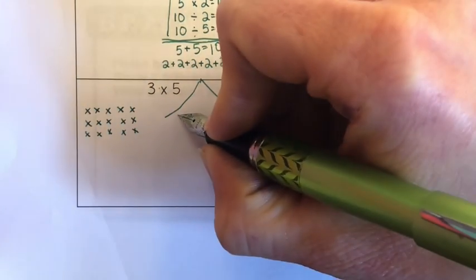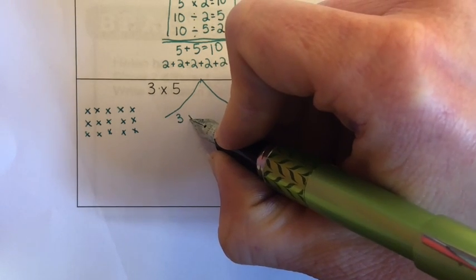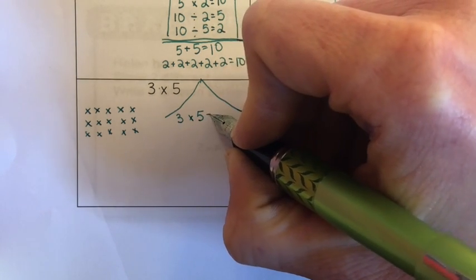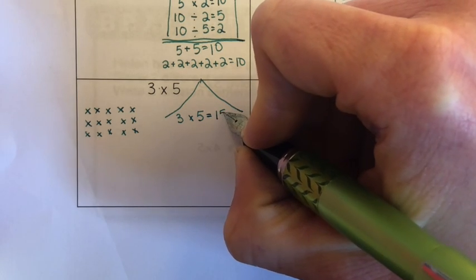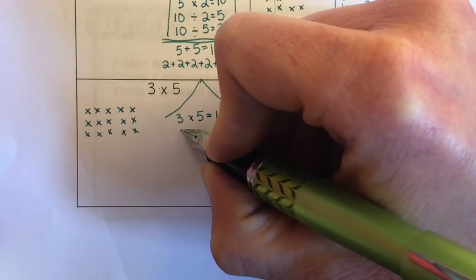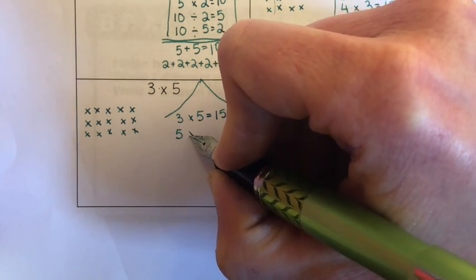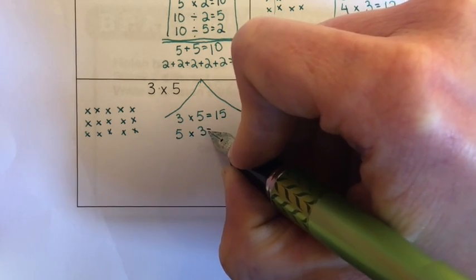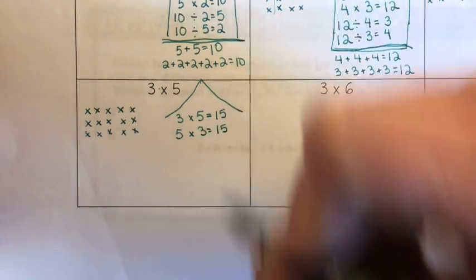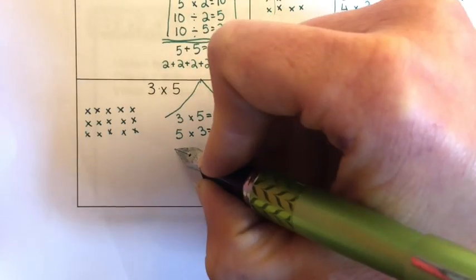Okay, 3 times 5. Let's write my multiplication up top. 3 times 5, because multiplication goes at the top of this family's house. 3 times 5 is 15. Now, commutative property, I can switch them. 5 times 3 is also 15.